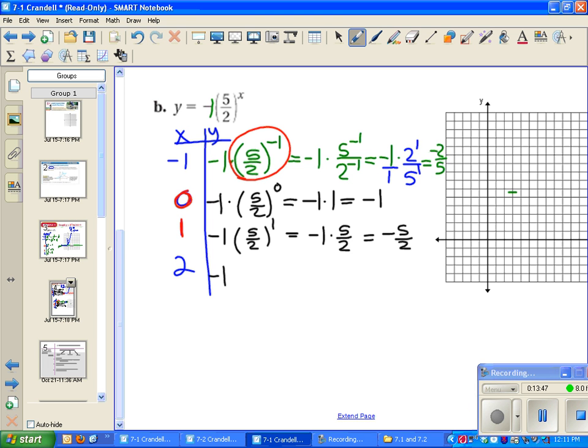And then when we plug in 2 for our exponent, we have 5 over 2 squared, which is the same thing as -1 times 5 squared over 2 squared, which is the same thing as -1 times 25 over 4, and that's the same thing as -25/4. So 24 divided by 4 is 6. So -24 divided by 4 is -6, so it's a little more than that.